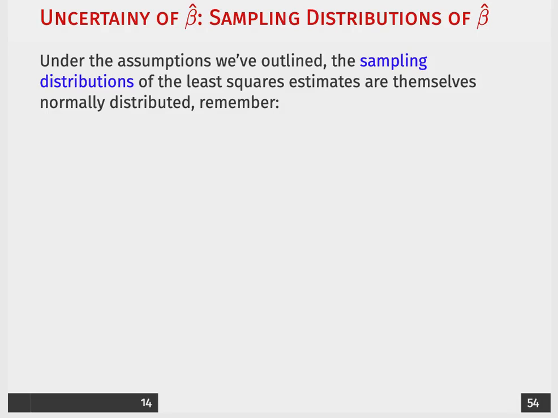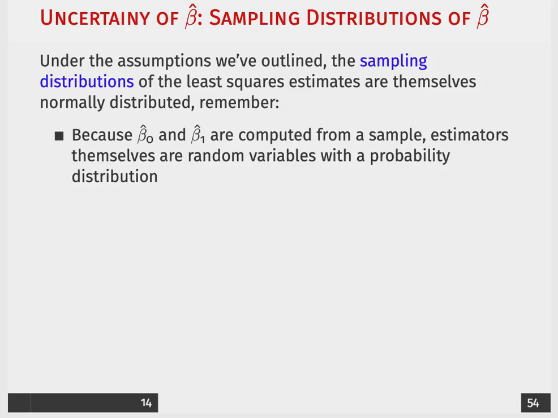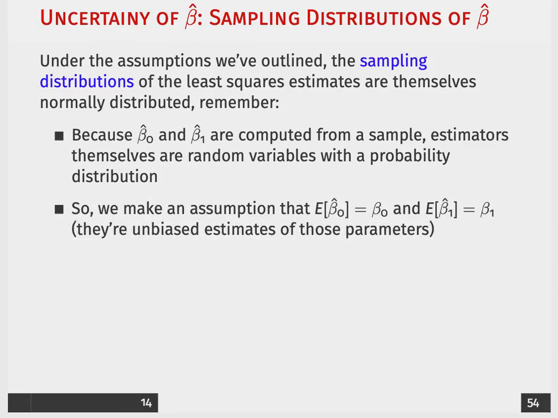So, under the assumptions that we've outlined, the sampling distributions of the least squares estimates are themselves normally distributed because, remember, the beta naught, which again is just another way of saying alpha, and beta are computed from a sample. These themselves are random variables that have probability distributions. So we can make an assumption that the expected value of beta naught, or alpha, equals the true parameter value for alpha, and the expected value of beta is actually beta, right? They're unbiased estimates of those parameters.